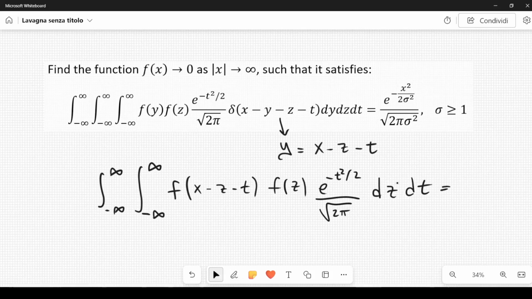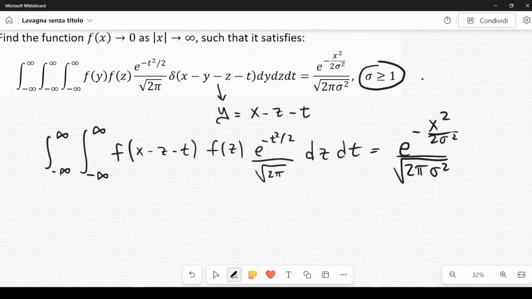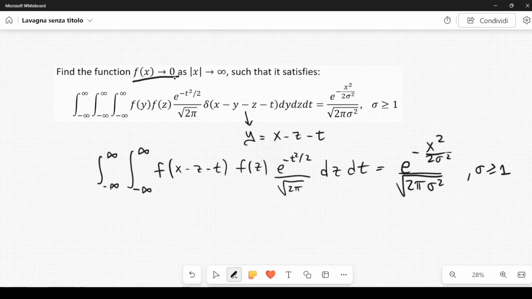This must be equal to another Gaussian probability density with a different variance. So we have e to the minus x squared divided by 2 sigma squared over square root of 2 pi sigma squared. And the problem set tells us that sigma must be greater than or equal to 1. We will see why this must be the case, but for now we are not really interested in this. We will see that this has to do with the fact that our function f of x should go to 0 as the modulus of x goes to infinity. So we will see that there would be problems if this weren't true.